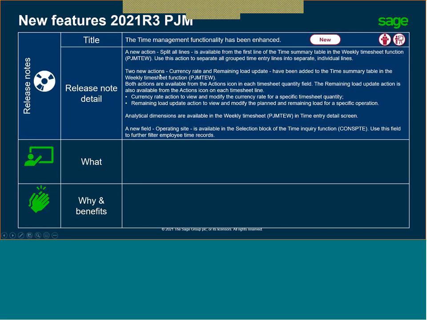And then you also have a new action on the weekly timesheet, which is the currency rate and remaining load update. The remaining load update is quite interesting. That allows the user to jump into the assigned time, and then he can just reduce the time that has been assigned, or he can add some on another employee, assign time for another employee, for instance. He can view and also modify. On the weekly timesheet, on the time entry detail screen, now you have analytical dimensions. That is new. That existed in the time entry before, but not in the weekly timesheet. And for some functions like time inquiry, you have the field operating site to ease the searching of the time.